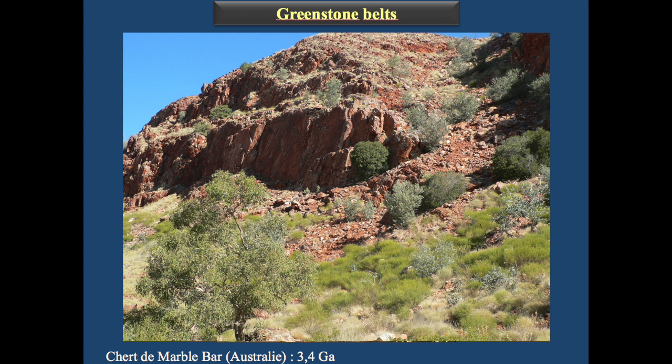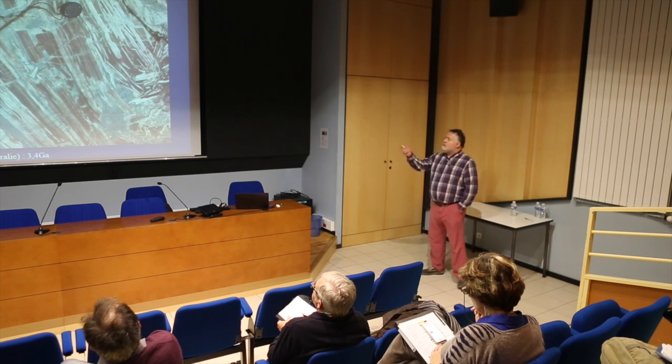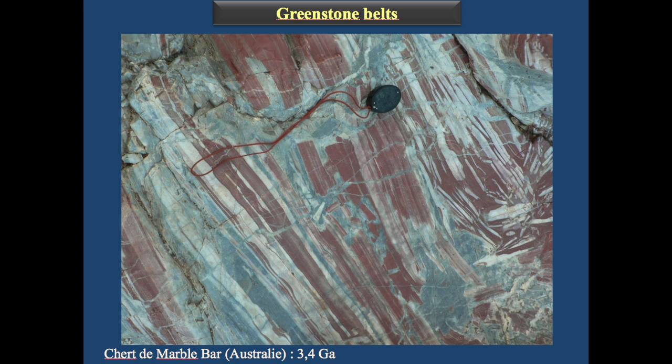And here, for instance, is one of these bars of chert in Australia. And as you can see, the chert is not a simple rock. It can have a quite difficult history. We have here some deposit of red chert, broken, and now deposit of green one, and so on. So the story can be quite complicated.